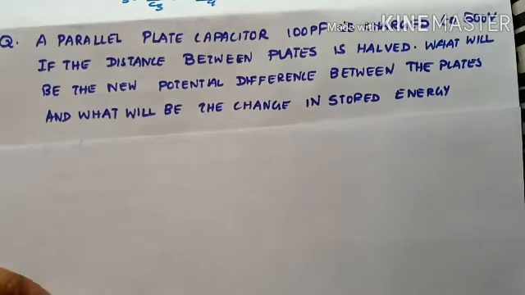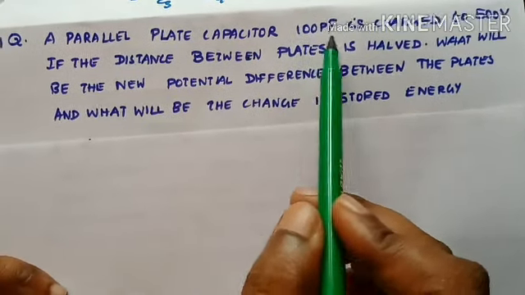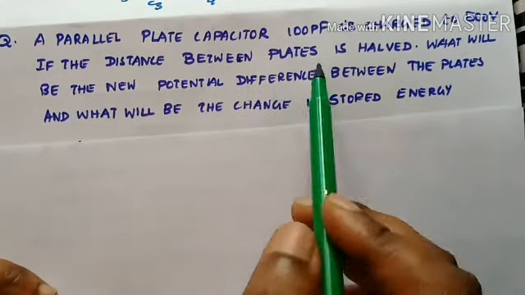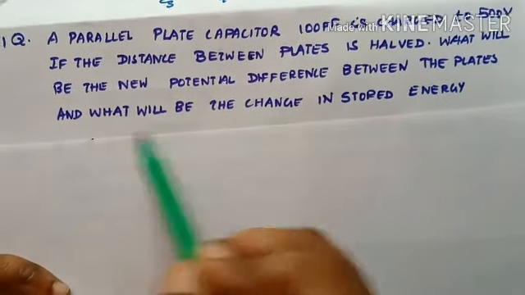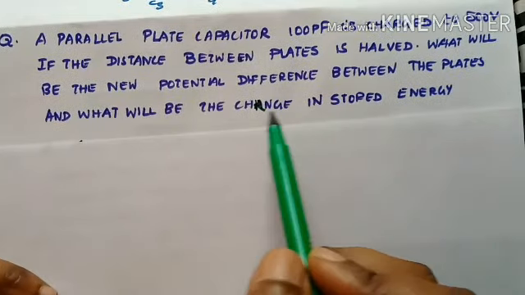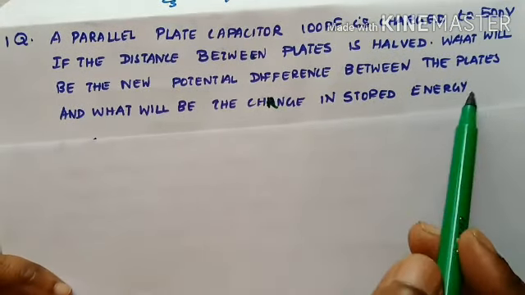The problem is: you are given a parallel plate capacitor of 100 picofarad charged to 500 volt. If the distance between the plates is halved, what will be the new potential difference between the plates, what will be the charge stored, or what is the change in stored energy, right?